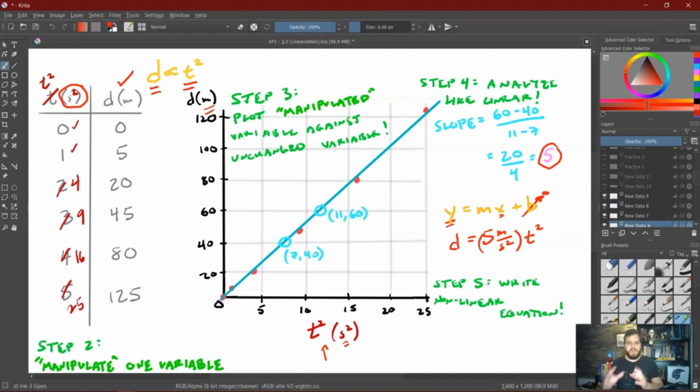And what that means is on the previous graph, the graph that was curved, if I want to know what the equation for that graph was, it is literally d is equal to 5t squared. We have found a more complicated nonlinear equation by essentially analyzing a linear graph.